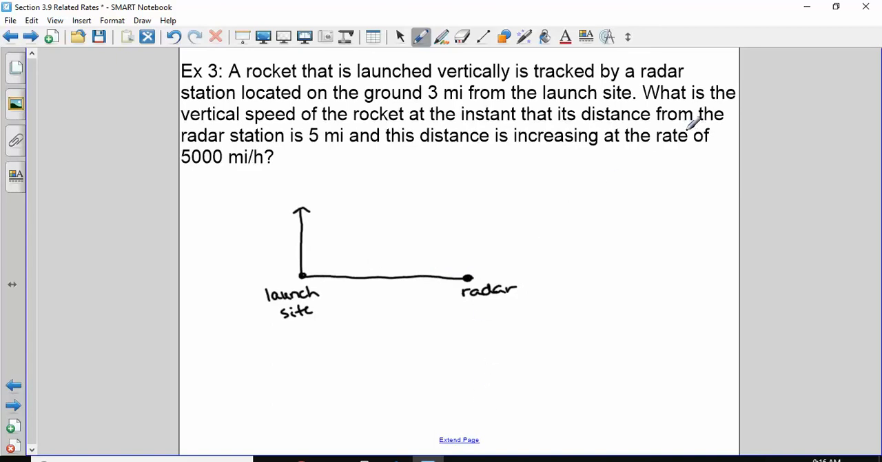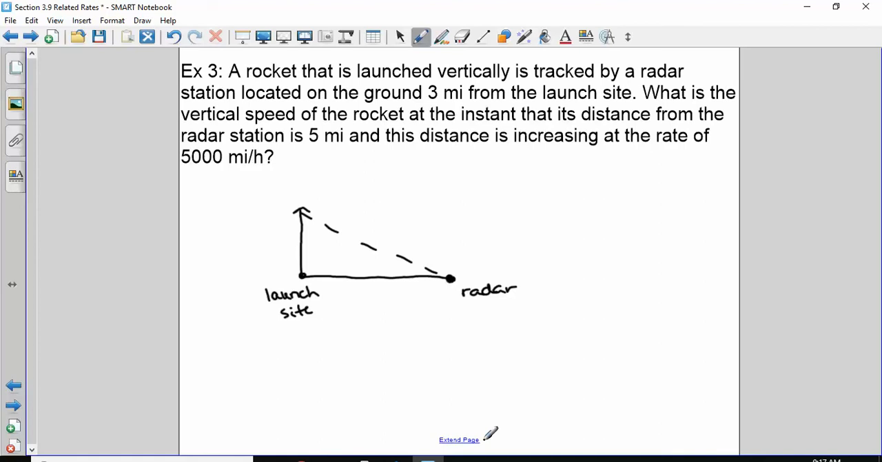What is the vertical speed of the rocket at the instant that its distance from the radar station is 5 miles and this distance is increasing at a rate of 5,000 miles per hour? So we have a triangle here. I want to be careful. In my picture, I want to use variables to label anything that's changing. And anything that's a constant, I can label as a number.